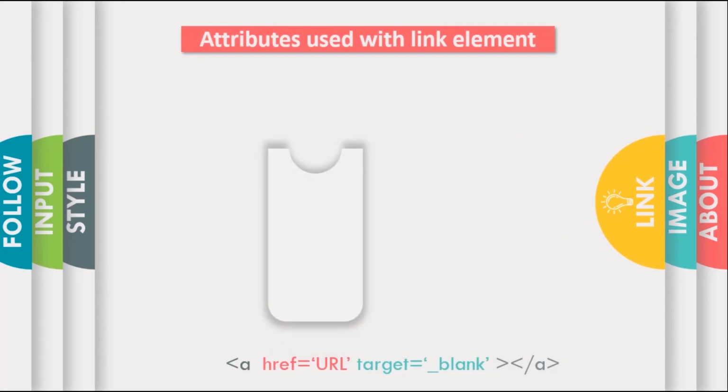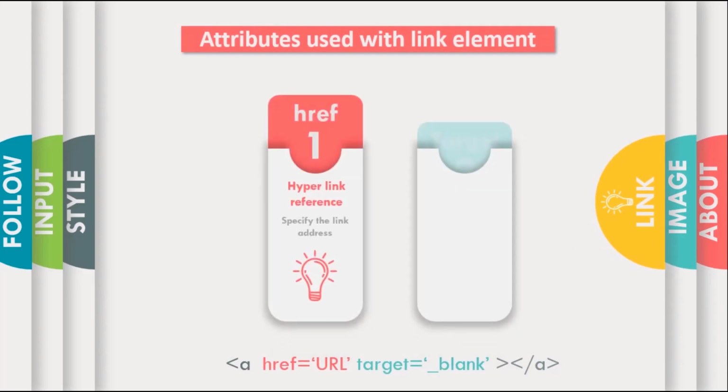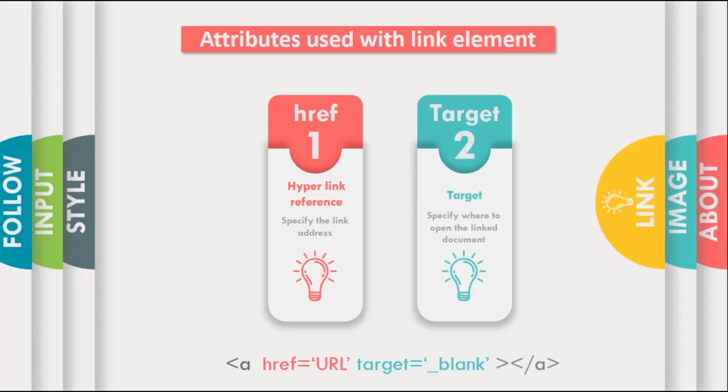Then with link, we have hyperlink reference, href, which specifies the link address or the URL, and then we have target to specify where to open the linked document. And here is an example: a, which is the link element, then we specify the link for the document, and finally where we want to open the document. We can open it in the same document or another document.